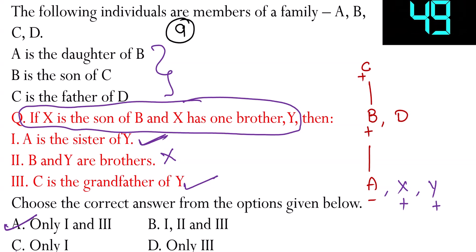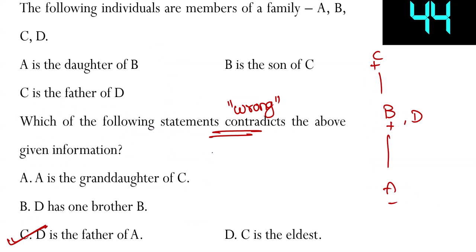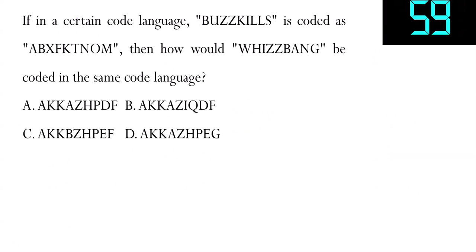Okay, so this is question number 9 related to blood relation. They give us straightforward data. You draw a diagram and they added some extra point, then ask some statement. Question 10, similar to the above, same data. Now the 11th one.